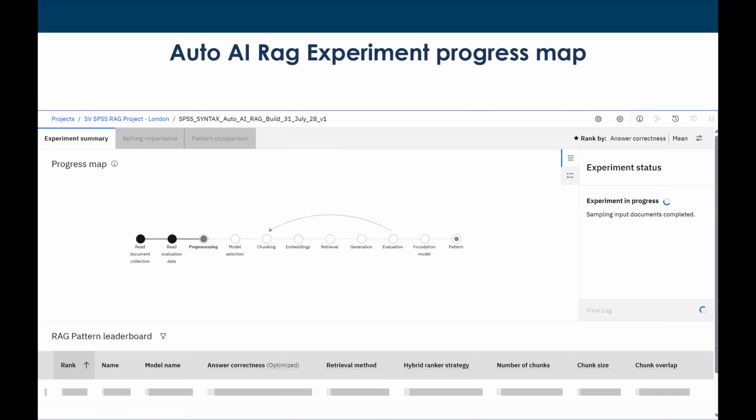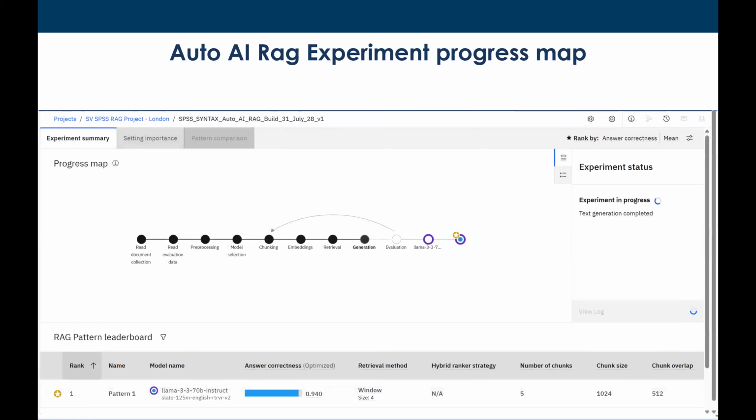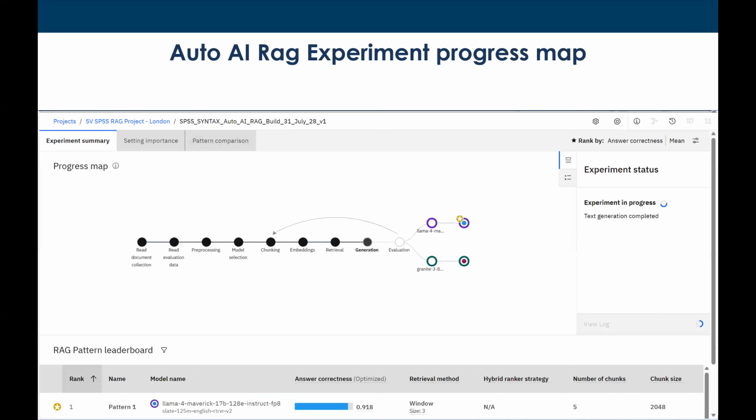Now, when we run the Auto AI experiment, what you're going to see is this. You're going to see it working its way through different steps where it reads the document collection, it reads the evaluation file that uses the JSON eval file. It starts processing the data, and then it starts selecting a model, chunking it, doing embedding until it produces a model that you can then see how accurate it is against this metric. And it keeps doing that, adding one model after another. So here it's added another model at this stage.